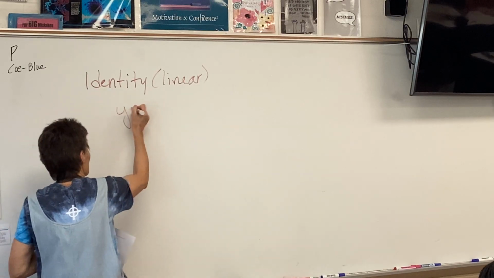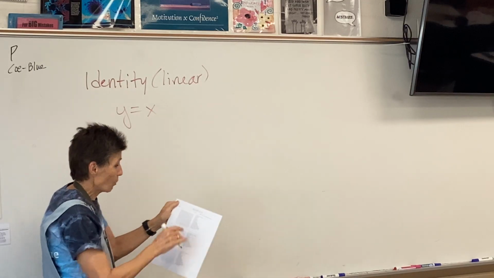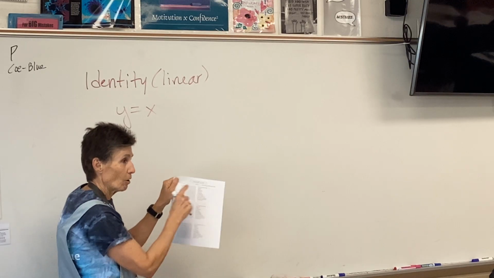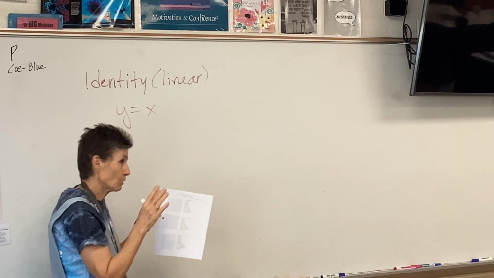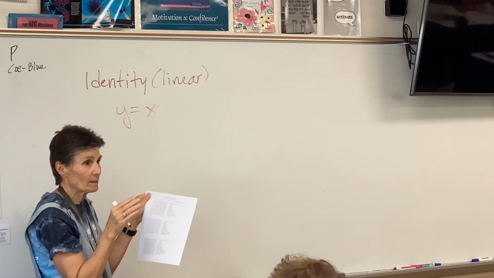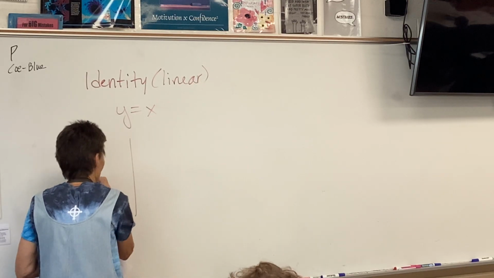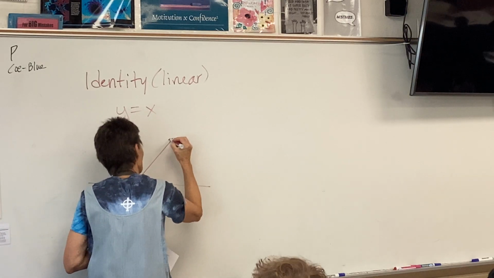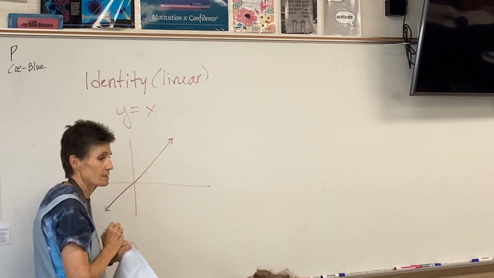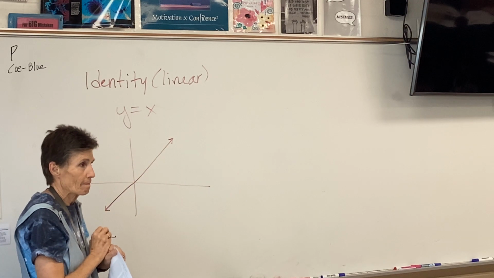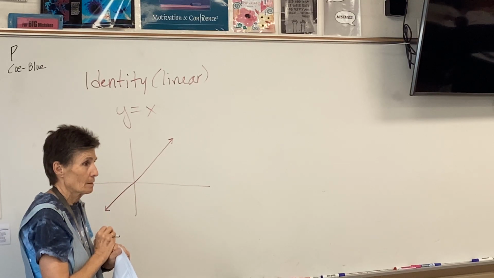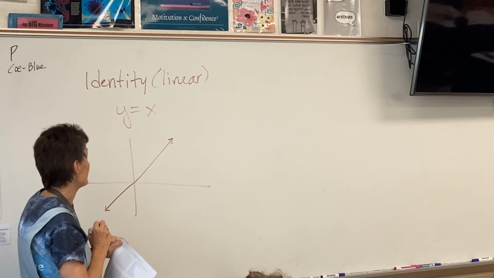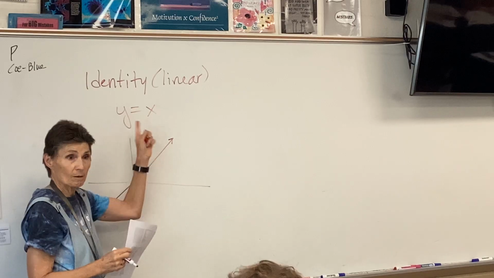Its equation is y equals x. So on your BFF sheet, you're going to write that down, y equals x. And then on your flashcard, wherever you're going to put the equation, you're going to write y equals x. And then the picture is the perfect diagonal right through the origin, just like that. And that's your linear or identity function, y equals x. Every line is going to be a version of that.